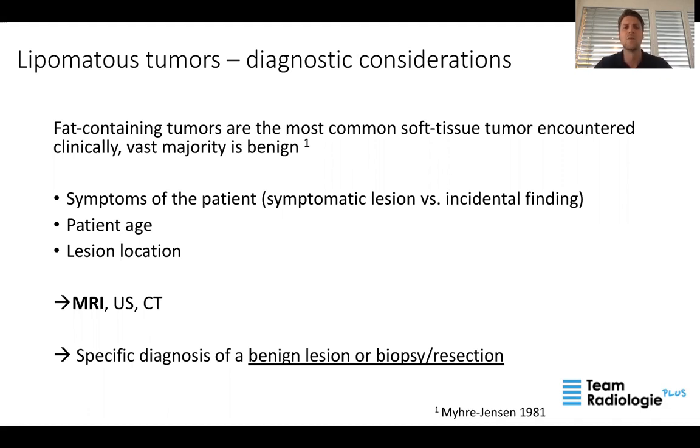We usually go for MRI to assess lipomatous tumors, but in some cases, we might also use ultrasound or computed tomography, as we will see later on. And what is our main task as a radiologist is to provide the specific diagnosis of a benign lesion. And if we cannot do so, we have to suggest further workup, which might mean biopsy or tumor resection.